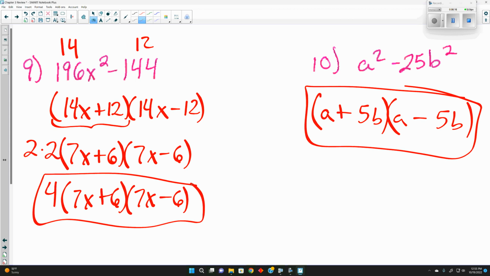So this one here had worked out to have a greatest common factor of 4 at the beginning. Because we had a common factor of 2 in both, we can pull them out. 2 times 2 is 4. If we had factored out the 4 at the beginning, we would have had 49x squared minus 36. I feel like that's way more complicated than just doing the difference of perfect squares and then factoring both out.